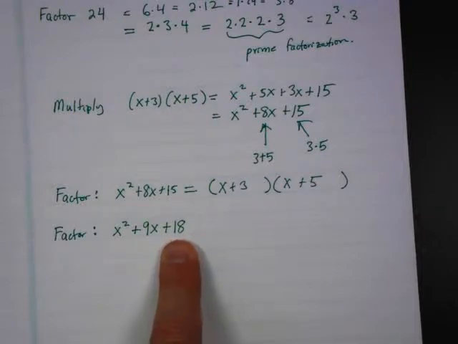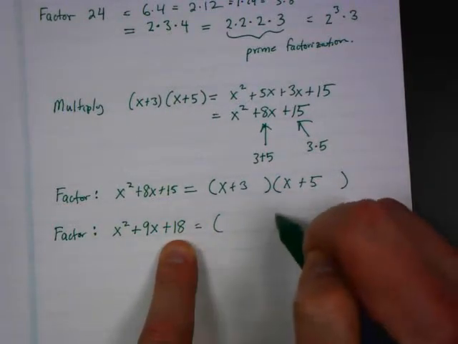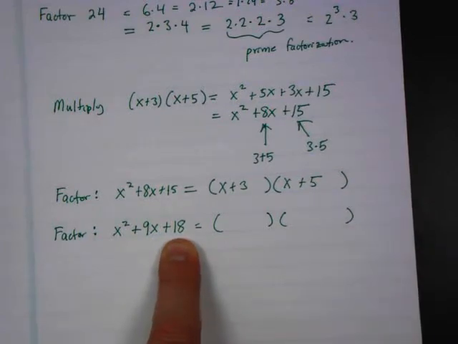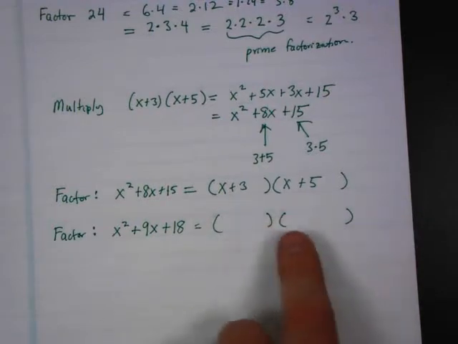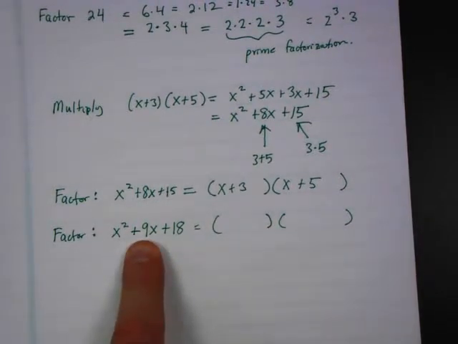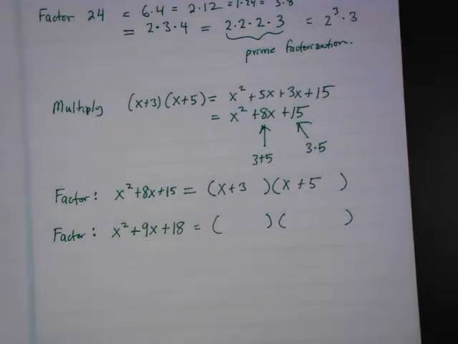I need two numbers that are going to multiply to be 18. But then at the same time, when I do this FOIL thing, when I multiply these together, I also need those two numbers to add up to be the number in the middle. So I need to find two numbers. When I multiply them together, I get 18. And when I add them together, I get 9. So what two numbers add to be 9 and multiply to be 18?